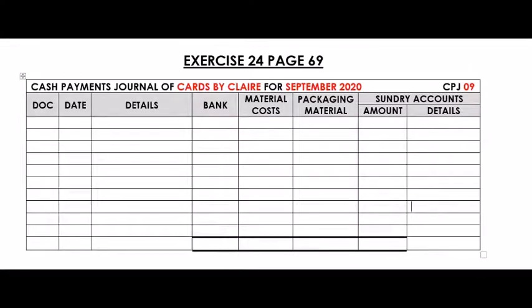If we record this in the CPJ, the document will be check number 709. It was on the 2nd. The details, CC Paper, that's the company that we're buying this from. Every single value in the CPJ must go to bank. And in this case, cardboard and paper is material costs. So remember, every value must go to bank and somewhere else, to 2 places. Please don't write it everywhere. Sometimes the boys get so trigger happy, they just write 350 in all the columns. That's also not correct. So only in these 2 columns.